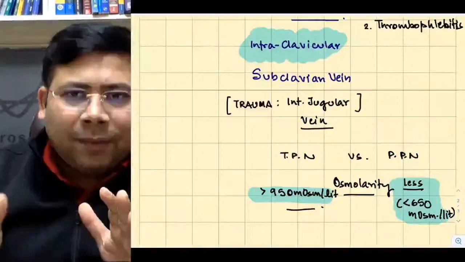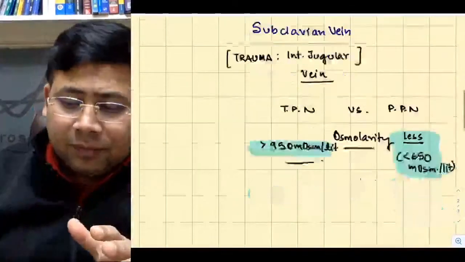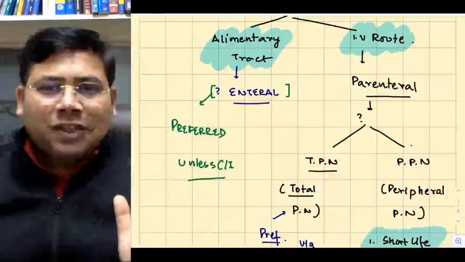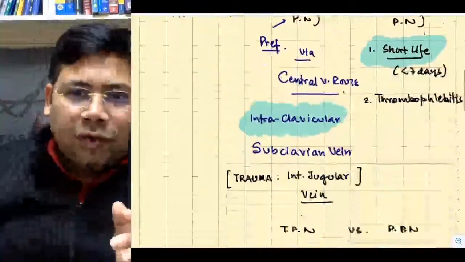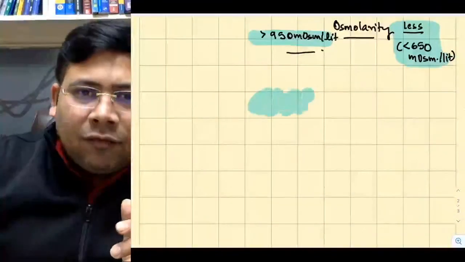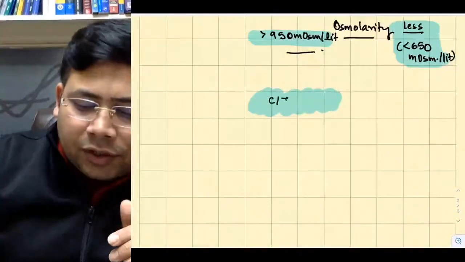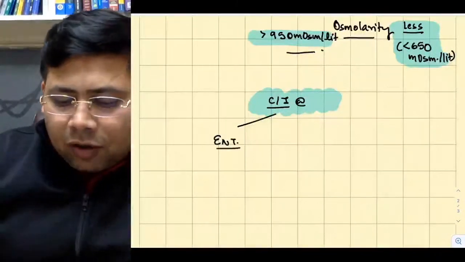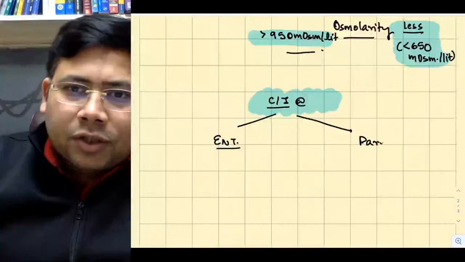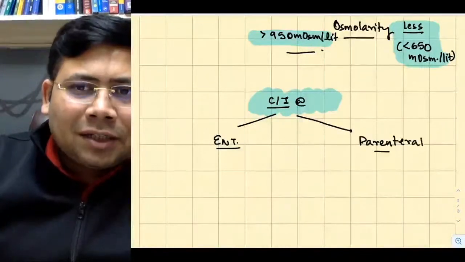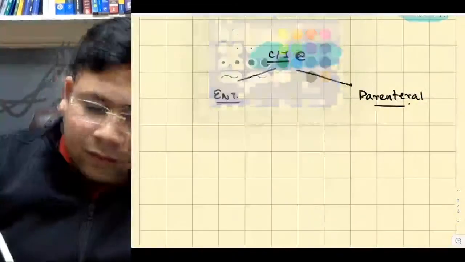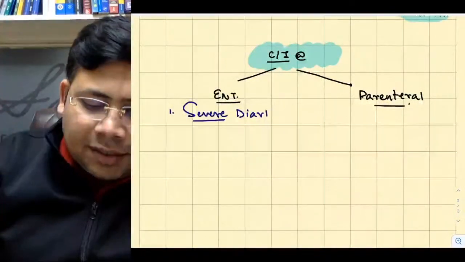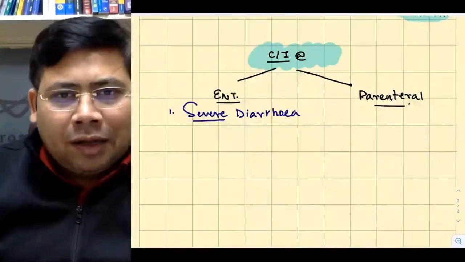And before we go into the depth of TPN versus PPN or parenteral nutrition, let us see, because we started the day with the statement that enteral nutrition is preferred unless contraindicated. So we should be knowing one very important thing, what are the contraindications to enteral nutrition. And here we will also discuss the contraindications to parenteral nutrition. Let us see this concept of enteral versus parenteral also. The first contraindication that you should be knowing is severe diarrhea. So severe diarrhea, yes, you cannot give anything by the enteral route.